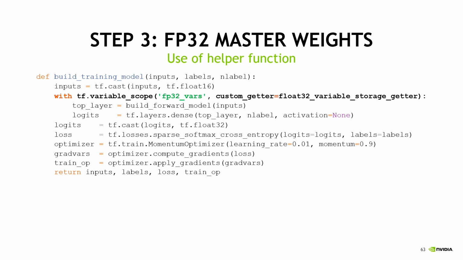We've added this tf.variable_scope here. I've given it a name, fp32_vars. And we're just passing that function in the previous slide, the custom getter, into here. And this just sits around our build forward model function and the logits dense layer. And that's all we had to do. We just move these into this scope. And that means that all the variables that get created in these layers will go through this function and therefore get represented as float32 storage, but cast to float16.